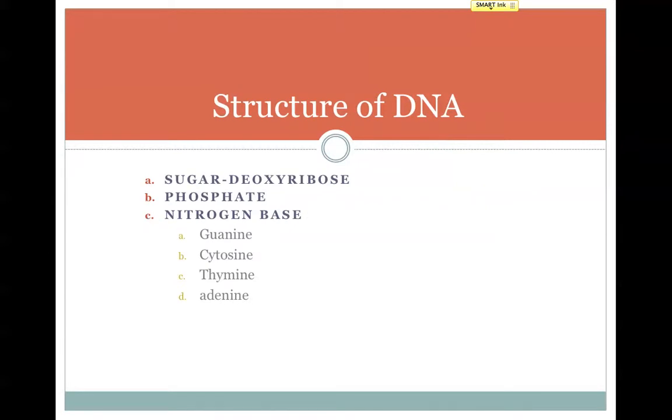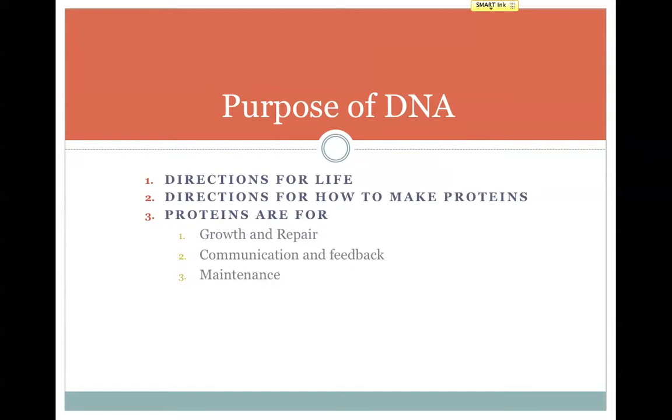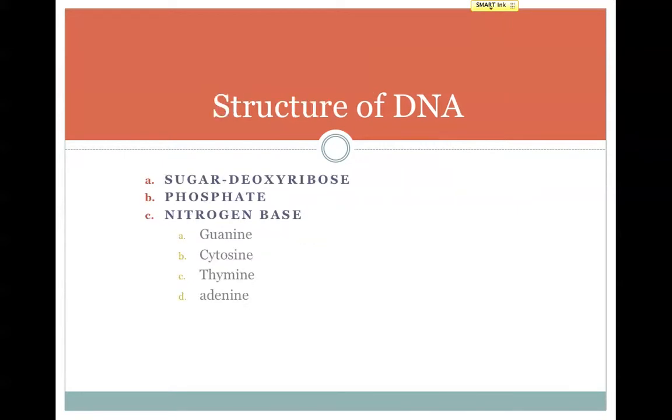All right, so first we need to look at the structure of DNA in order to understand how this slide, the directions for life and making proteins, you got to look at the structure first. So there are really three main parts. The sugar, which is a deoxyribose sugar. So you need to be able to say that, deoxyribose. There is a phosphate group, and there is a nitrogen base. Now, there are four types of nitrogen bases: guanine, cytosine, thymine, and adenine. Those are the four types of nitrogen bases.